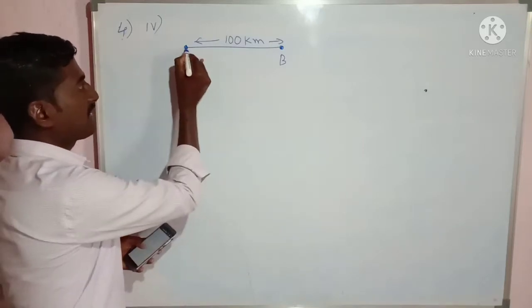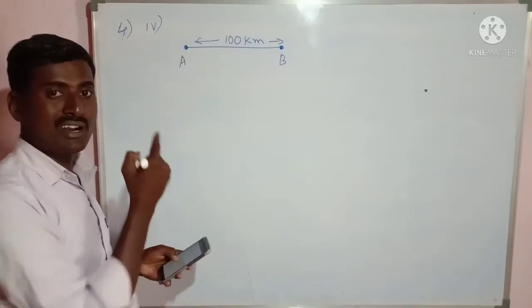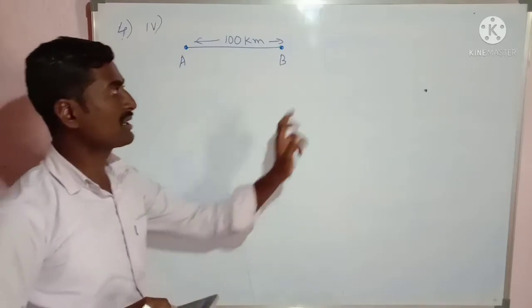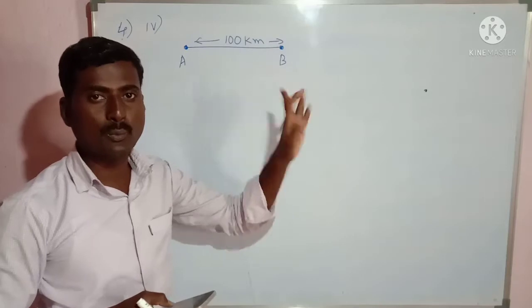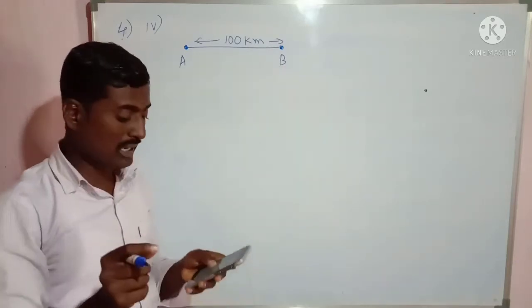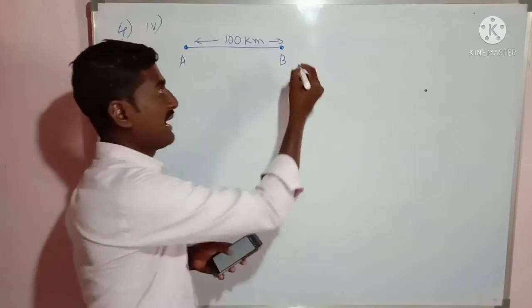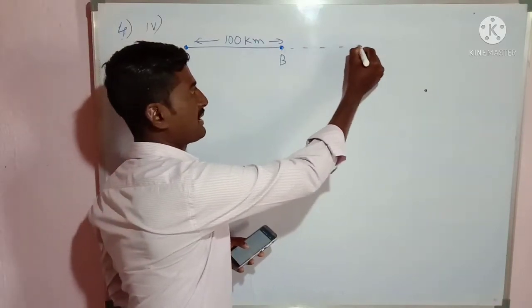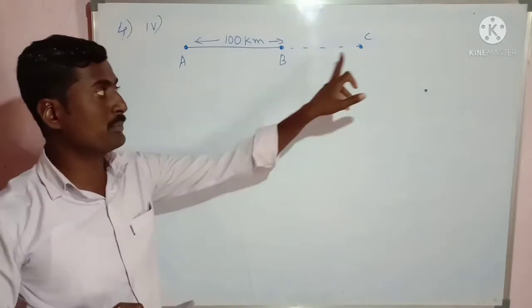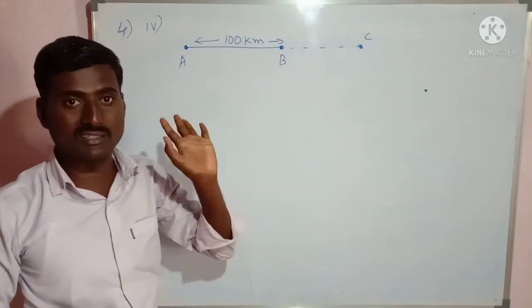Let us assume that the speed of the car that starts from point A is x and the speed of the car that starts from point B is y. How many hours do they travel? They travel 5 hours. At the end, they will meet at this position. Let us take C as the point where these two cars meet after 5 hours.